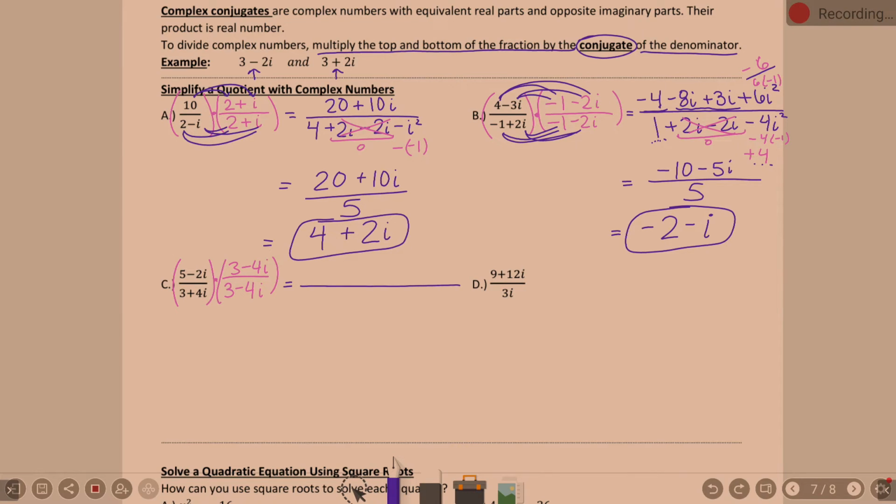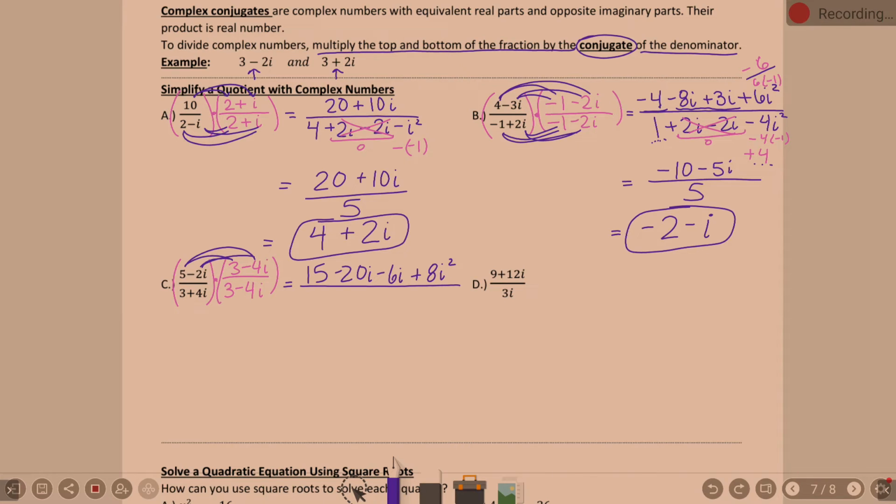And again, we are multiplying, distributing, FOILing, getting lots of practice there, right? 5 times 3, 15. 5 times minus 4i, minus 20i. I'm going to use my negative 2i. Negative 2i times 3, minus 6i. Negative 2i times negative 4i, plus 8i squared.